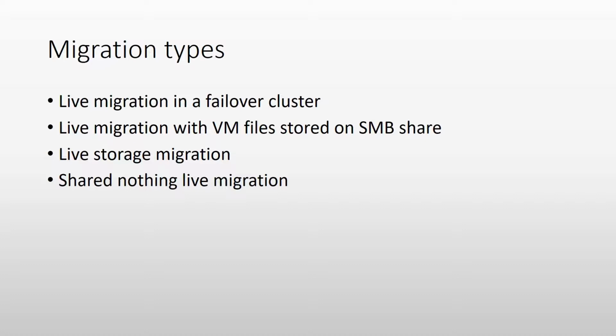And the last type of live migration, and the one that we will do in this video, is shared nothing live migration. This means that you will live migrate a VM from one server to another, and the VM does not have any shared storage between the servers, so you will actually use the network to copy everything. The VM files, the hard disks, and the VM state.